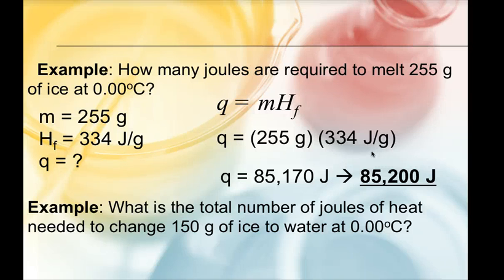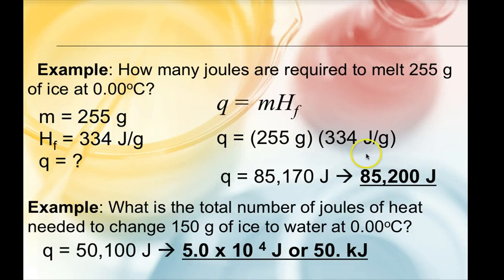Now if you look at the second example, it's basically the same process, but in this case, instead of 255 grams, you have only 150 grams of ice. So obviously the amount of joules is going to be significantly less. And it's going to turn out to be about 50,100 joules.